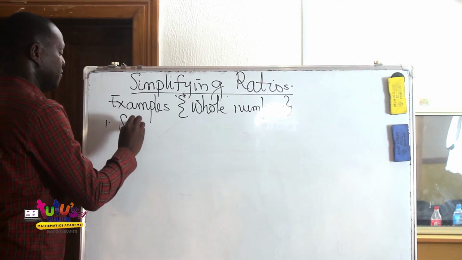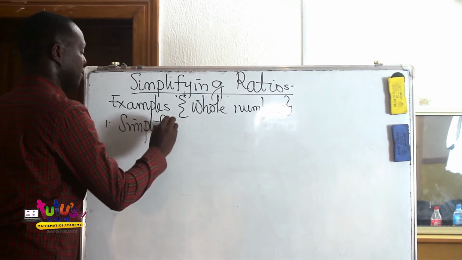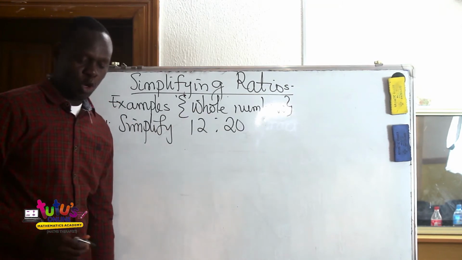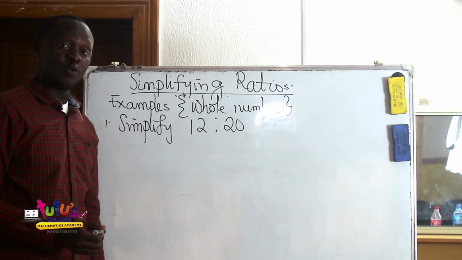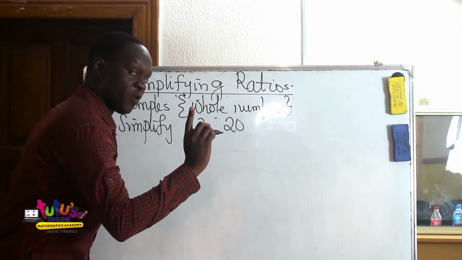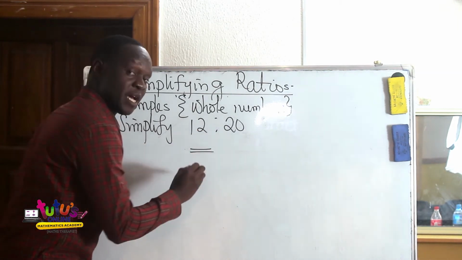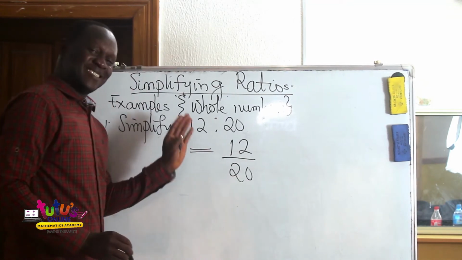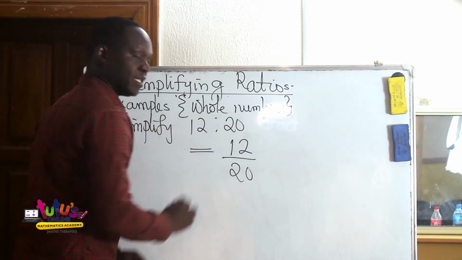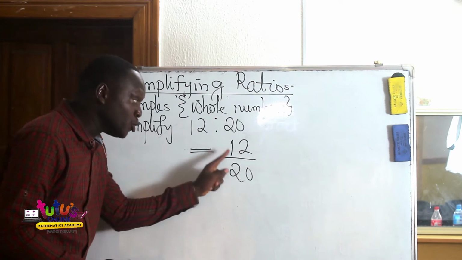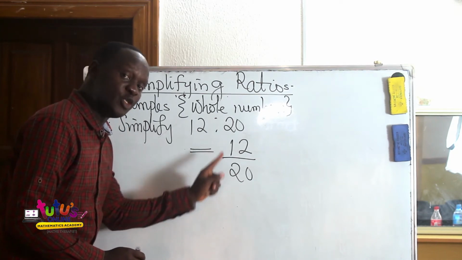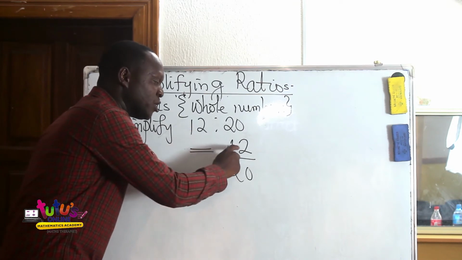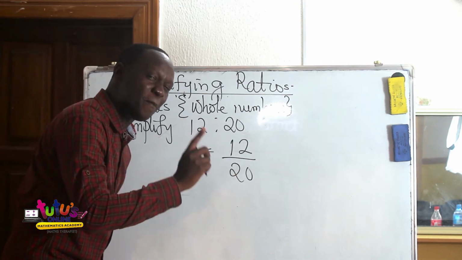First one, simplify 12 ratio 20. What would this give us? First of all, as a fraction, what would that give us? 12 over 20. Remember, the number on the left over the number on the right. What's the next thing? Reduce the fraction. Now, how do we do that? Common factors. We divide the numerator and denominator by a common factor.